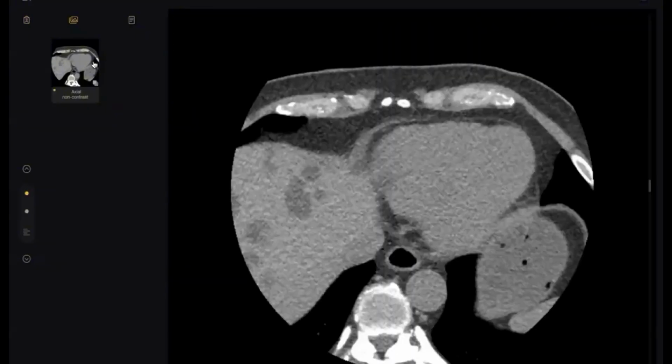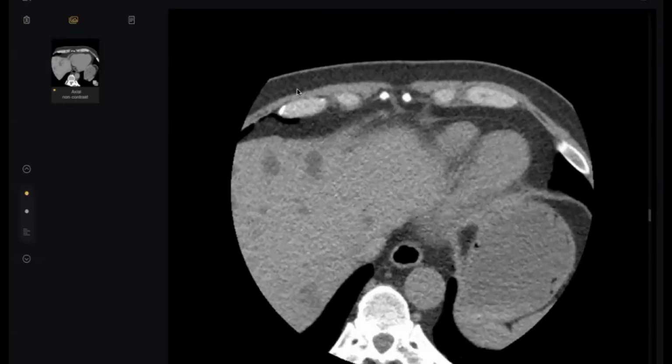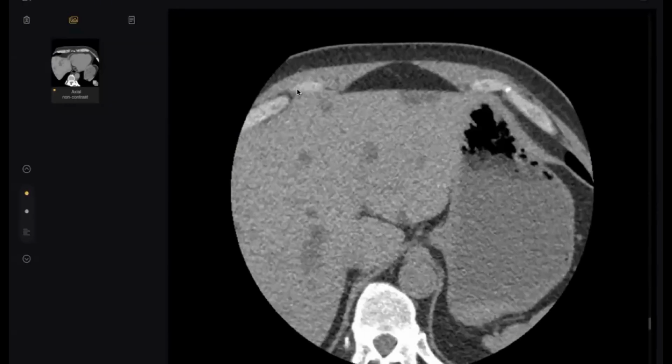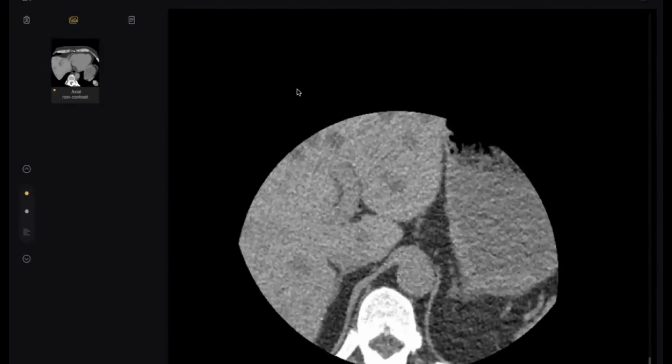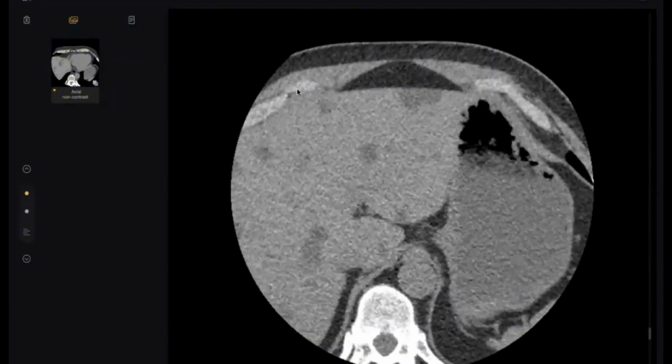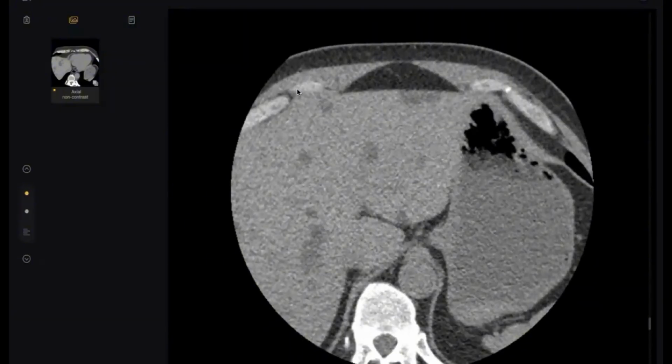Doctor, this is a 50-year-old male patient with incidental finding of multiple hepatic lesions during coronary CT angio. This is CT axial cuts. I can see there are multiple small hypodense lesions in both right and left hepatic lobes.